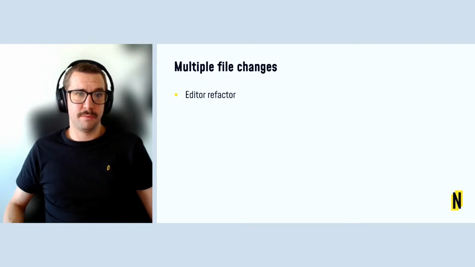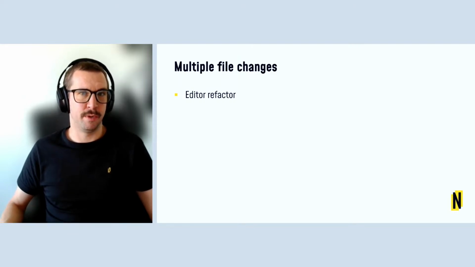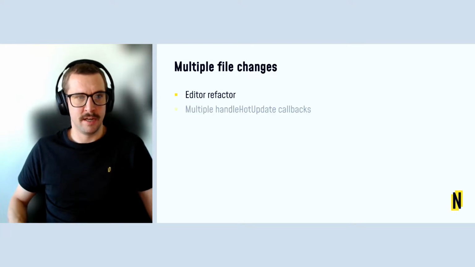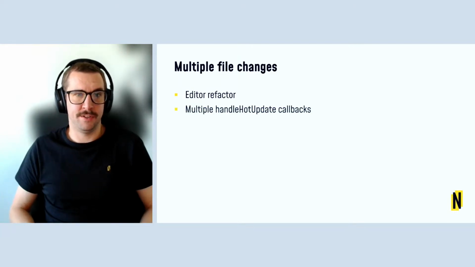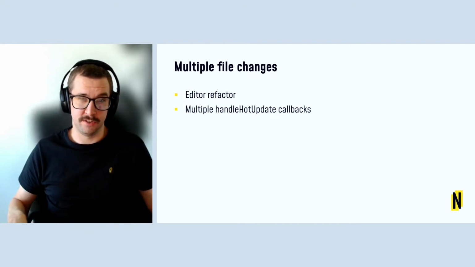Another fun thing was what happens when multiple files change. I gave you a very easy demo, so to speak. I change one file and then that reloads the browser. But what if you rename a function, and on the definition side it changes and it's also used in a couple of other files? All of a sudden, you basically get multiple handle hot update callbacks, and they all need to resolve a promise, and they all need to contact the server.